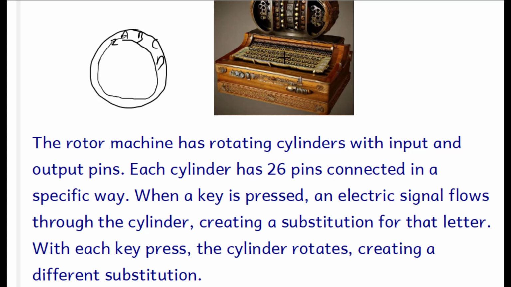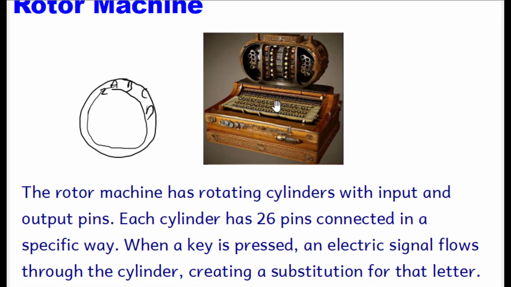When a key is pressed, if we consider this diagram, it is not a proper one but just a rough estimate. If there are many keys here and you press a key, an electric signal will flow through the cylinder, creating a substitution for that letter. Suppose I press A, and with respect to that arrangement, the first cylinder, it may have multiple cylinders. When the signal goes to the first cylinder, it may activate some alphabet based on the settings. It may activate C, or any of the other alphabets.